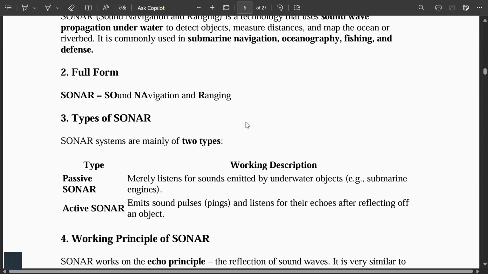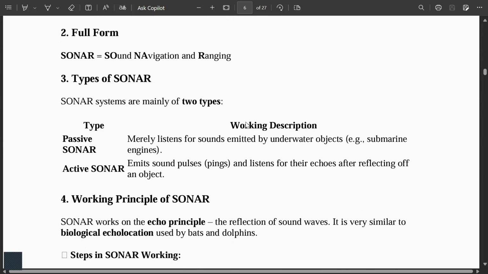Then what are the types of sonar? We have passive sonar and active sonar. Passive sonar merely listens to the sound emitted by underwater objects, for example a submarine engine. Active sonar emits sound pulses and listens for their echo after reflecting off the object.